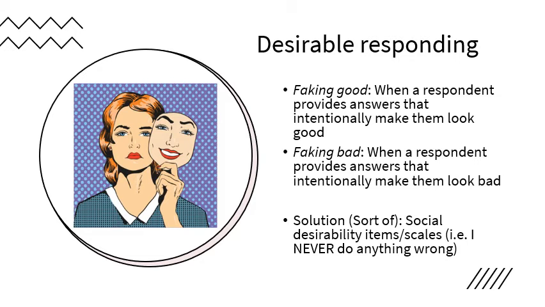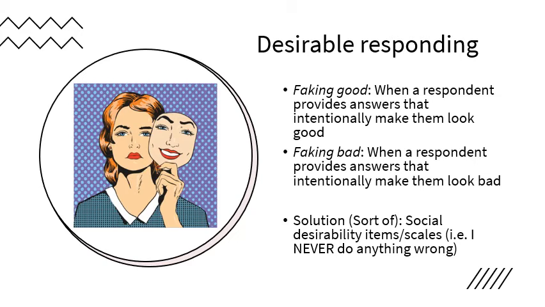Next, we can talk about desirable responding. Desirable responding comes in two parts. There's the idea of faking good. This is when a respondent provides answers that intentionally make them look good. For example, oftentimes if we give surveys to prisoner populations, what happens most of the time is that they tend to make themselves look really good. If you ask them a statement like, "I never lie," it has been shown that in prisoner populations, they oftentimes will state that they never lie in order to look good.